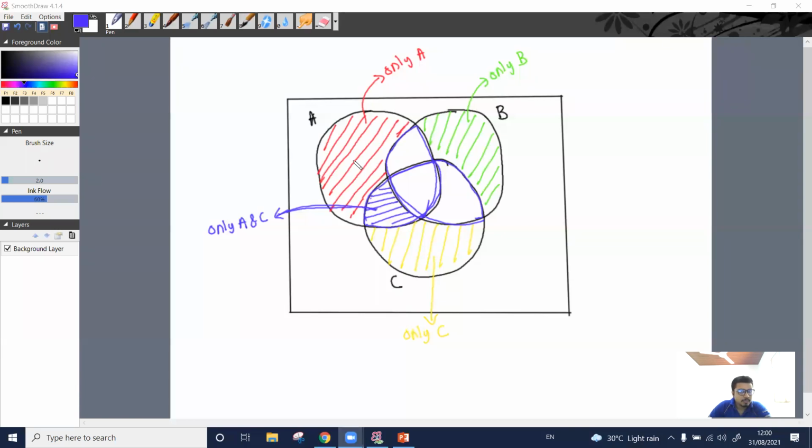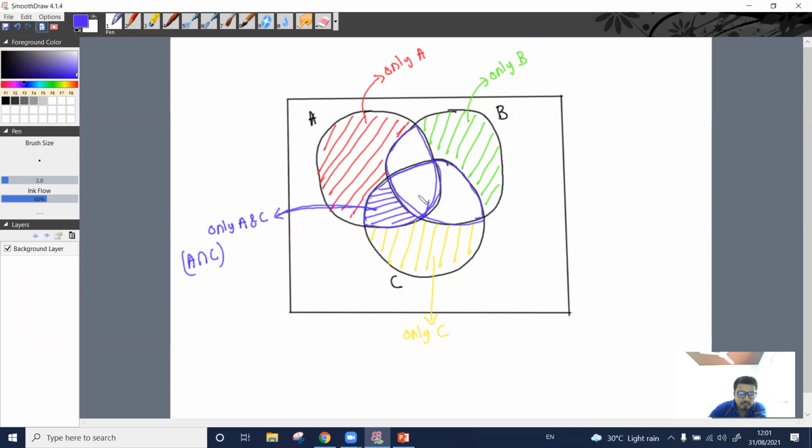Then using symbols, how can we write this? You came so close. This whole area is what? The area that belongs to A and C. How can we write the same? A intersection C.